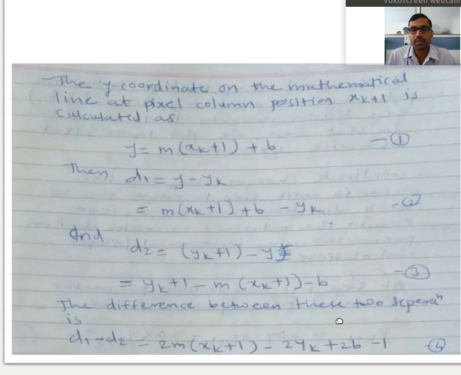So the difference between these two separations: we are individually calculating d1 and d2 using the basic slope intercept form of the line, and then finding the difference between these two distances. Calculating, we find d1 minus d2 is equal to 2m(xk plus 1) minus 2yk plus 2b minus 1, and that is equation number 4.